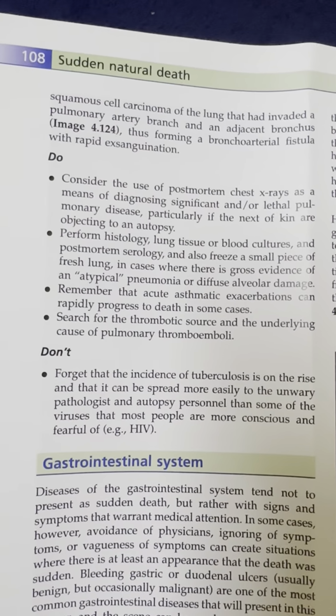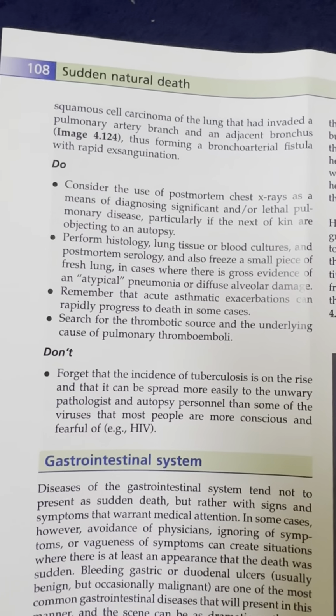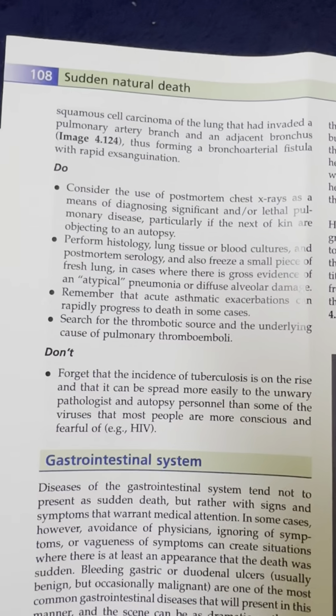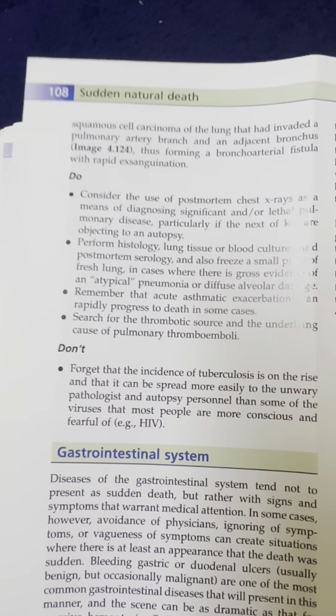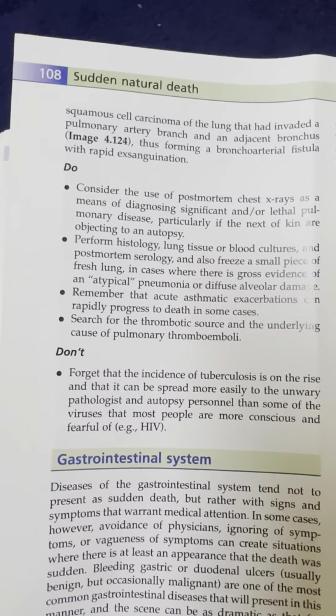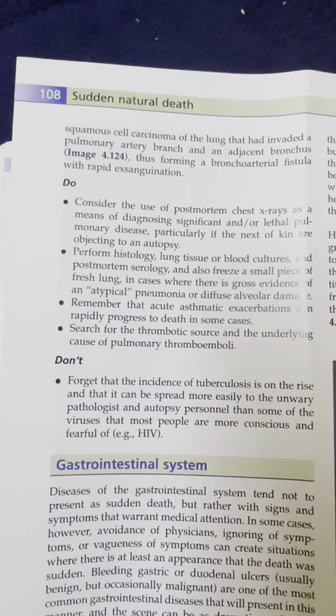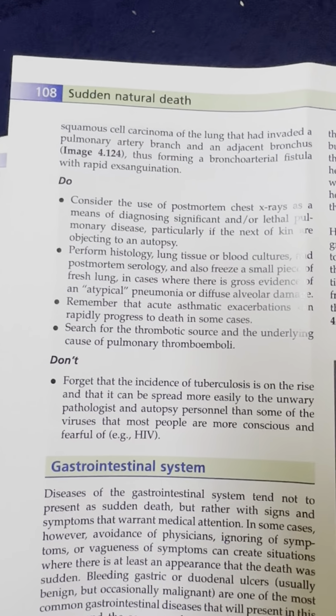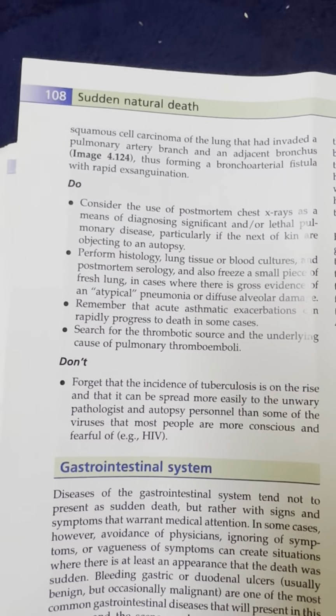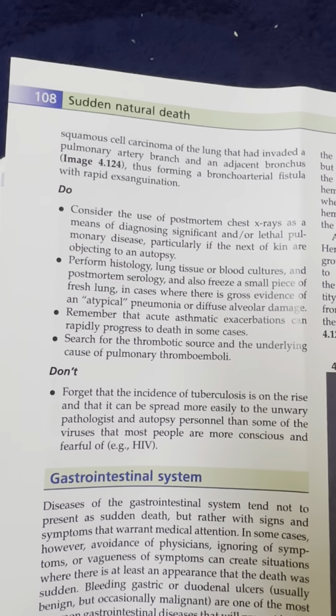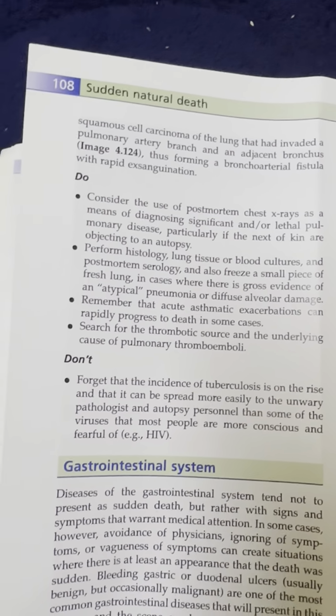Remember that acute asthmatic exacerbation can rapidly progress to death in some cases. Search for a thromboembolic source and the underlying cause of pulmonary thromboembolism. Don't forget that the incidence of tuberculosis is on the rise, and it can be spread more easily to the unwary autopsy personnel than some of the viruses, such as HIV, that most people are more conscious of and fearful about. Thank you.